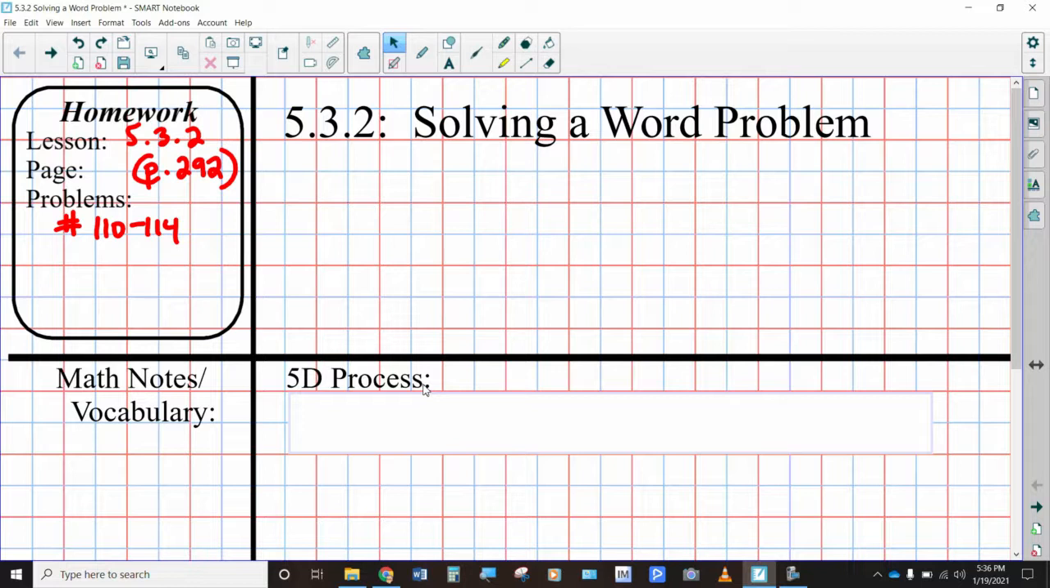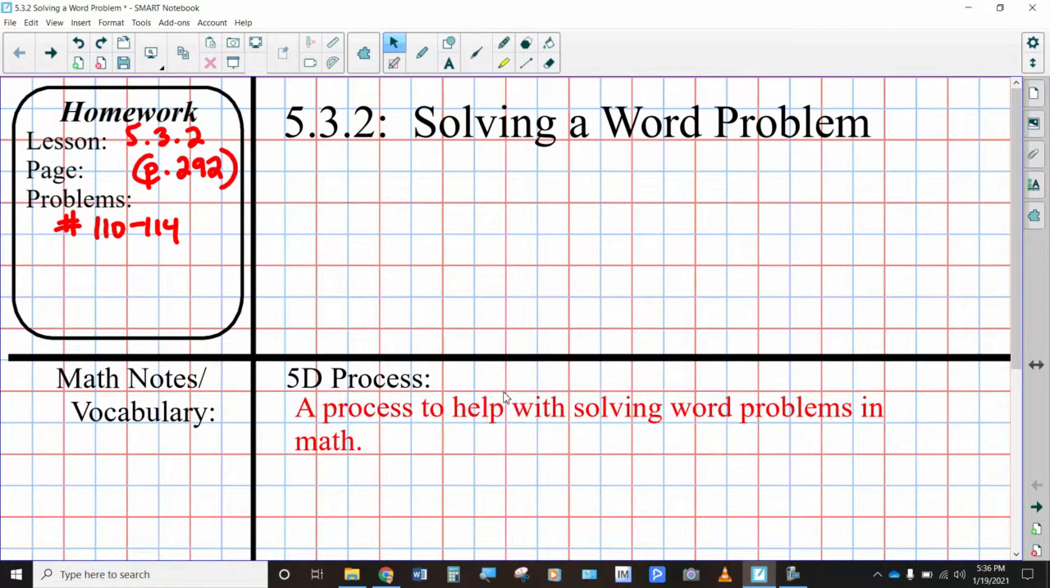All you have to do is know the definitions, and they will tell you all that information in the problem. You need to know what numbers are associated with what things and what you're supposed to do with those things and those numbers. And if you just know the basics of how to add, or maybe double a number or triple a number or do some subtraction, you shouldn't have any trouble at all with using the guess and check approach. Okay, so the 5D process is simply a process to help with solving word problems in math.